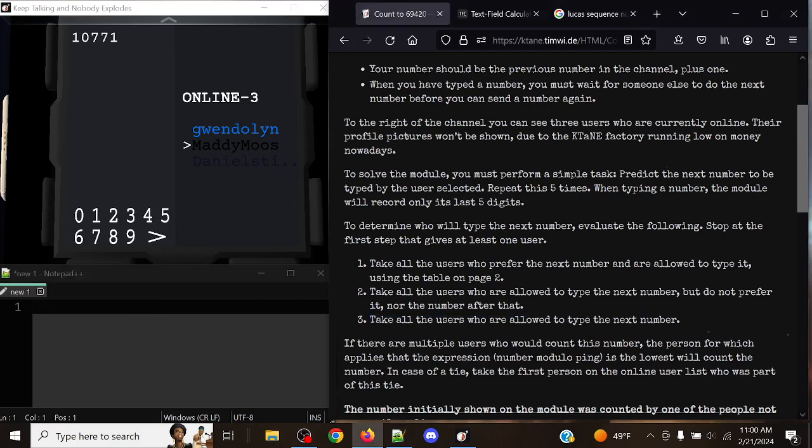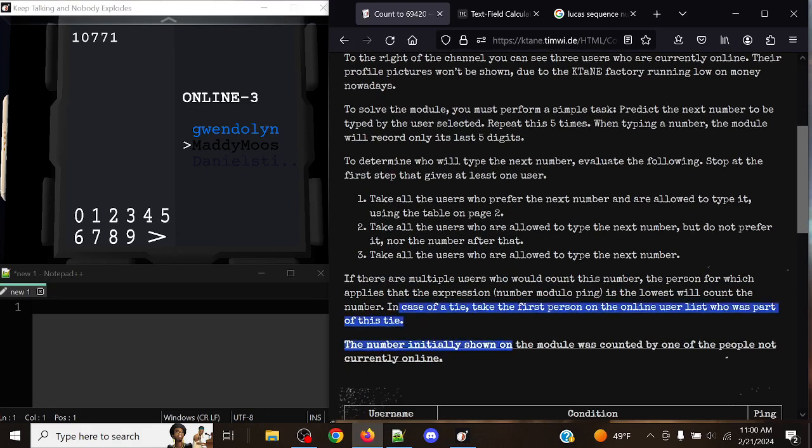Now, in the case where there are multiple users who would count this number, the person for which the expression, in this case number modulo ping, is the lowest, will count the number. In case of a tie, take the first person on the online user list who was part of this tie. So effectively what this means is that from top down, that's how you consider cases of a tie. Those are extremely rare cases, and it's almost never going to happen. But in the very rare case of a tie, that's what you would do with it. So I'll never get this case to apply.